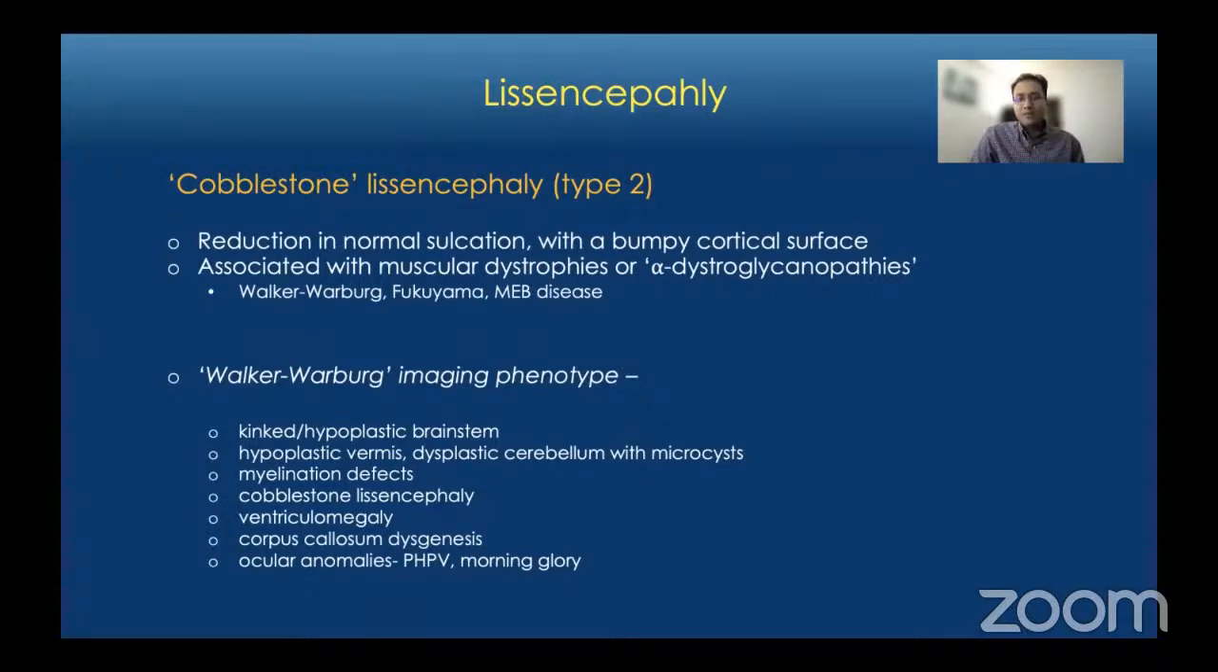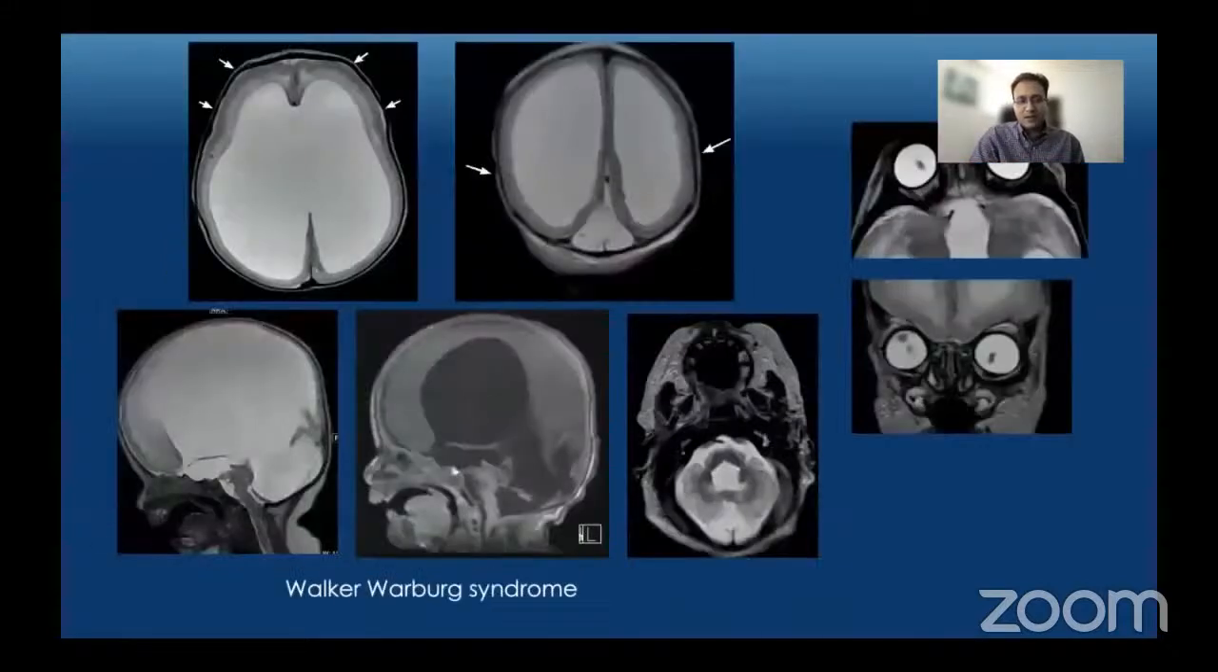On imaging, we may not be able to distinguish between these individual subtypes. So what we can call on imaging is a Walker-Warburg imaging phenotype when we have all of these findings present. Let's look at an example. In this patient, we have this diffuse paucity of sulci in both cerebral hemispheres with a smooth appearing cortex, with smooth appearing gyri, but there is this lobular morphology to the cortex. That's characteristic of cobblestone lissencephaly.